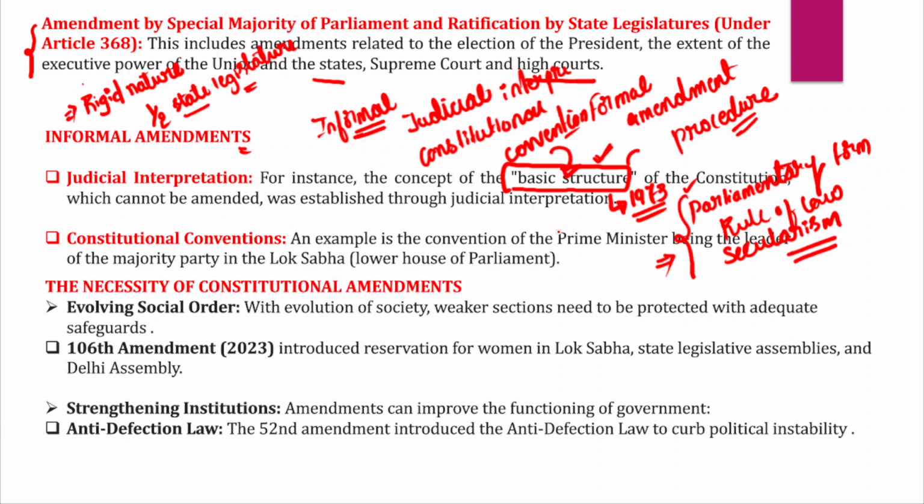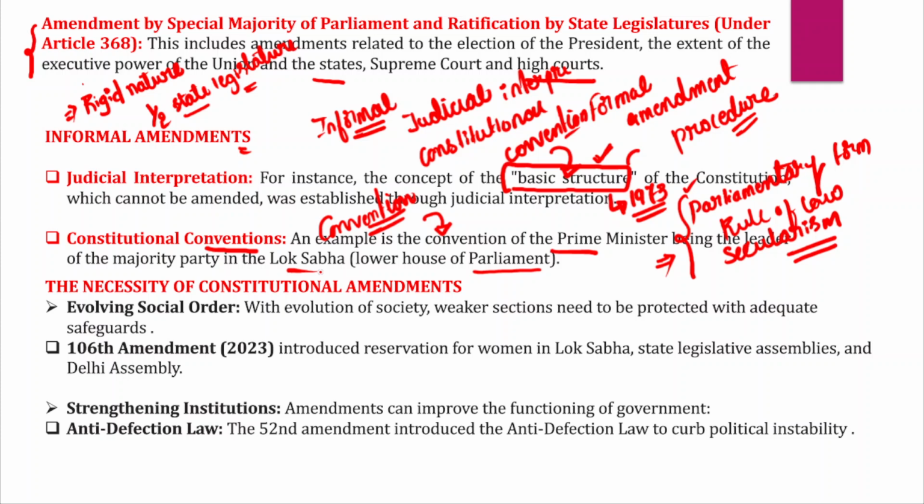Now similarly, there are also some constitutional conventions. For example, a convention that the Prime Minister is the leader of the majority party in the Lok Sabha, the lower house of the parliament. It is nowhere mentioned in the Indian constitution, but it is a healthy convention that has been developed and followed by the political system in India. So what is that convention? The convention is that the Prime Minister is the leader of the majority party in the Lok Sabha.